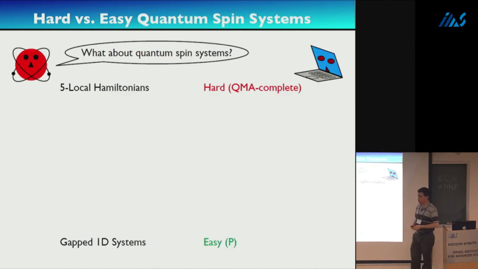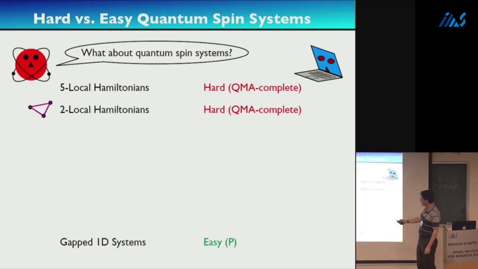Okay? Okay, so now let's talk about quantum quickly. So quantum, I told you that 5-local Hamiltonians are QMA complete. And Umesh mentioned that in 1D, if the system has a spectral gap, we now know that that's easy. That's polynomial time. So again, let's try to fill this in and see where the border is between hard and easy.